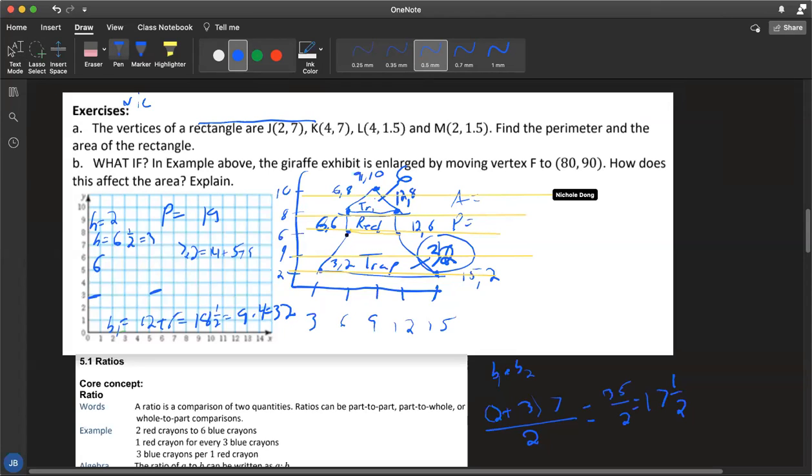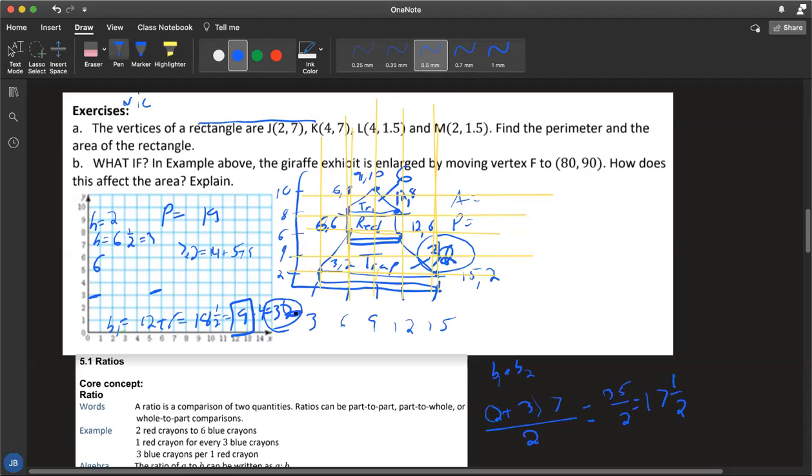Okay. Because we have to do our base 1, which is 6, and then our base 2 is 12. So that's 18. 18 divided by 2 is 9. 9 times our height, which is 4, is 32. Right? Yeah, Jerry, or 36, sorry.